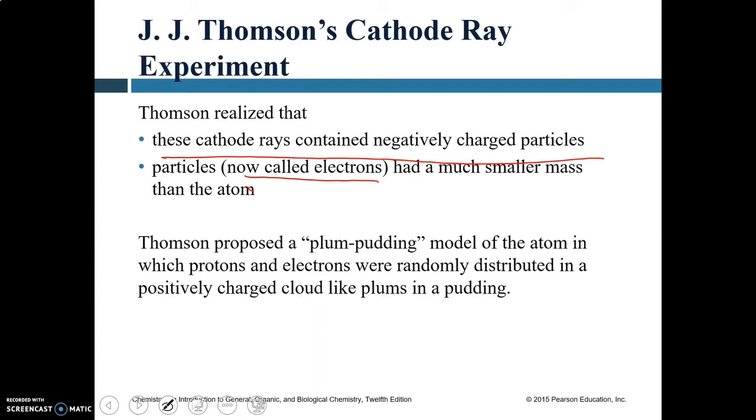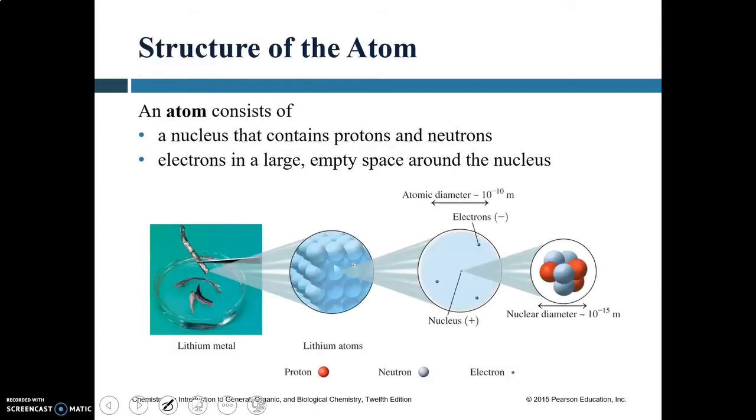You can think of it as a muffin model, where protons and electrons were randomly distributed in a positively charged cloud, like plums in a pudding. Why I like the muffin analogy, it's like a blueberry muffin when blueberries are randomly distributed in a muffin, like in Thomson's model of protons and electrons randomly distributed in that cloud. However, later Ernest Rutherford demonstrated that this model was incorrect. We're going to go back to this.